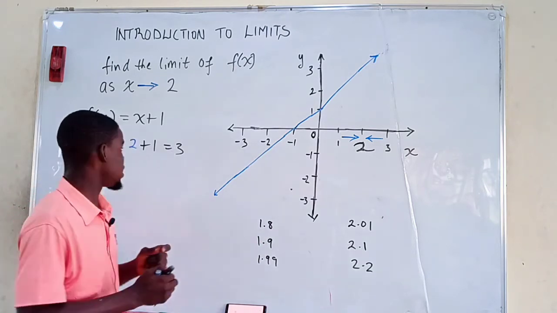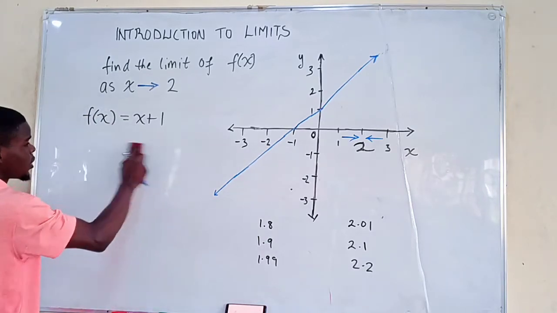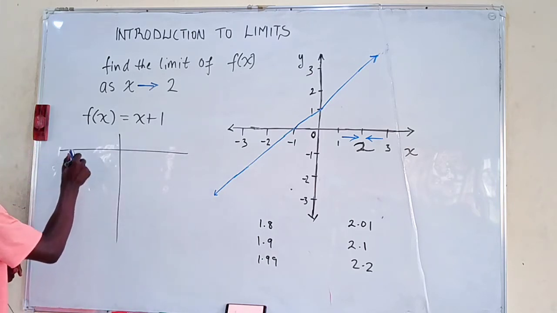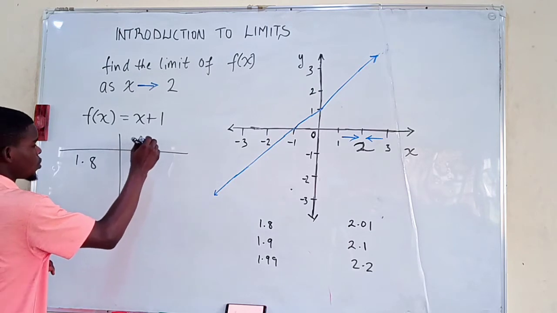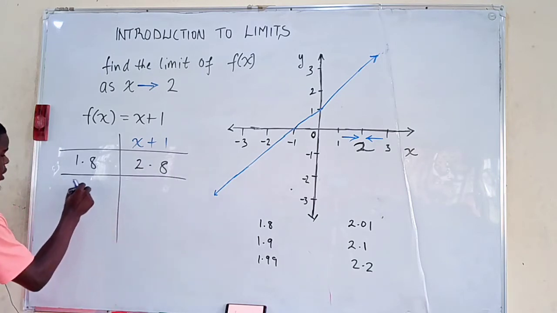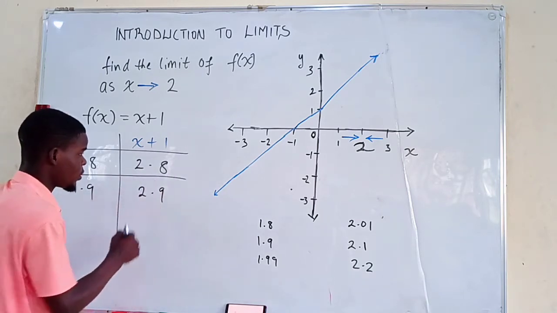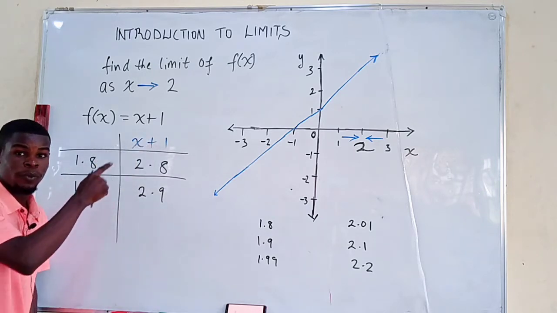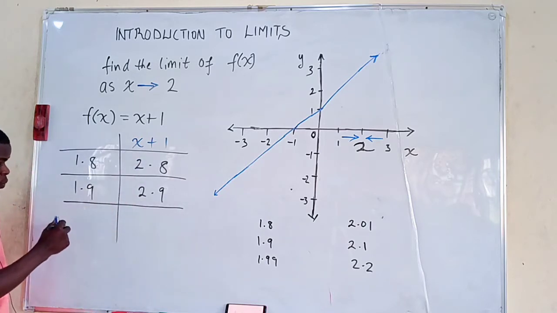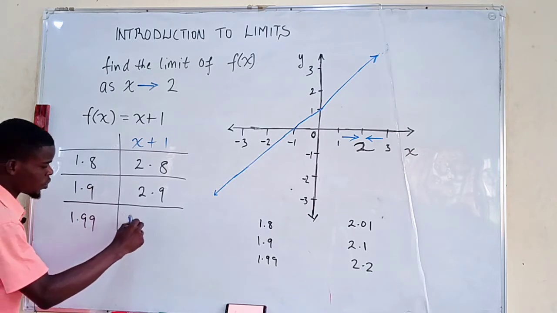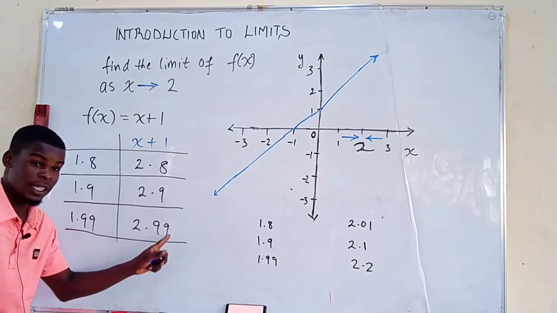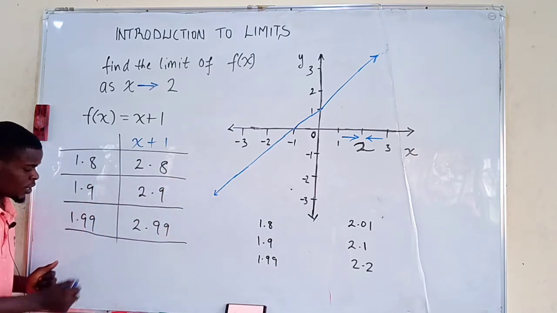Let me give you a little table of what I'm trying to discuss here. If we have 1.8, the output is going to be 2.8. If you plug in 1.9, the output is going to be 2.9. Just keep adding 1 to whatever you input. For 1.99, the result is going to be 2.99. You can see where that is going. The output is getting closer to something as the input gets closer to 2 from the left.